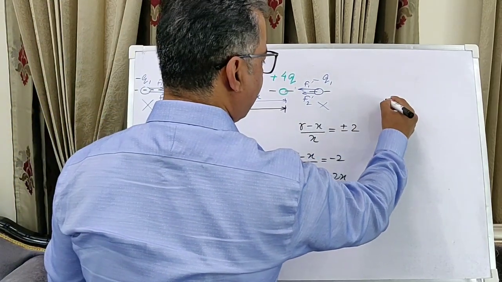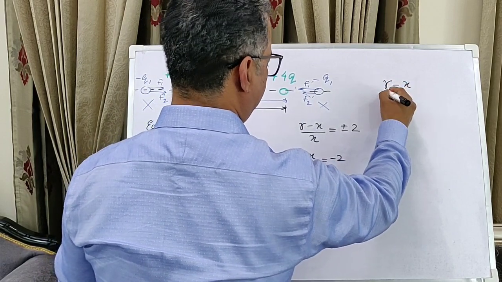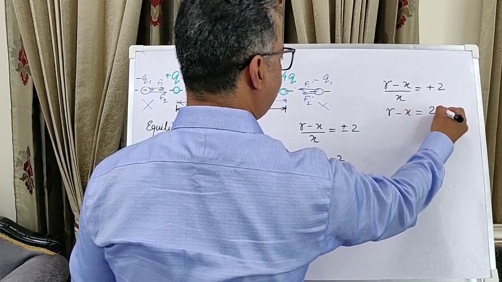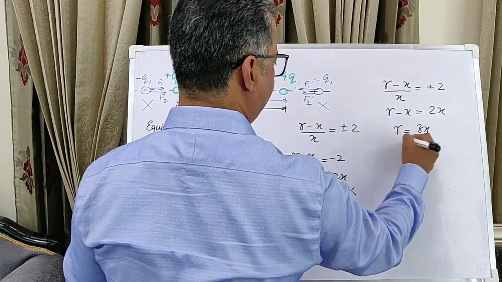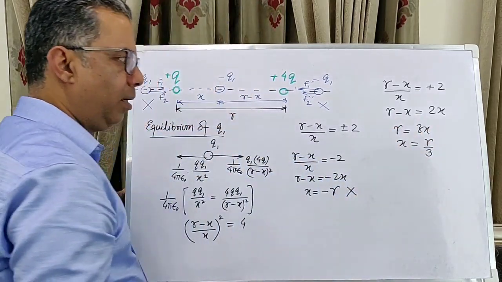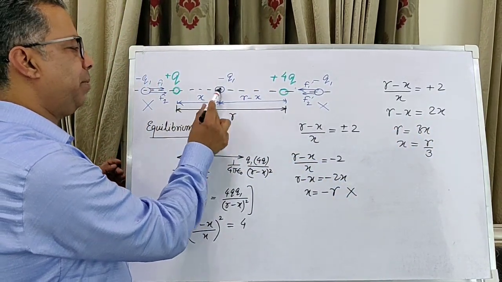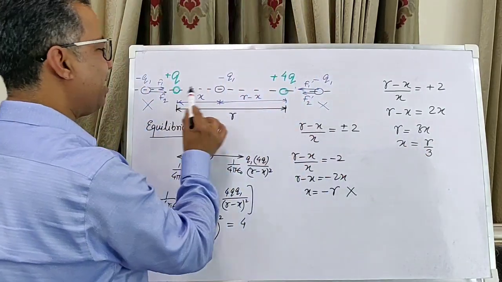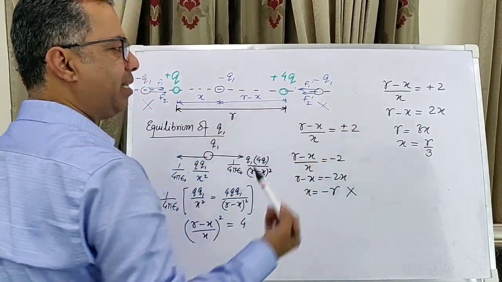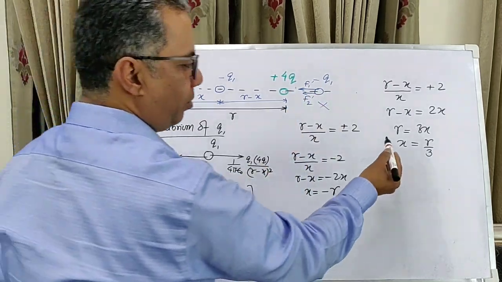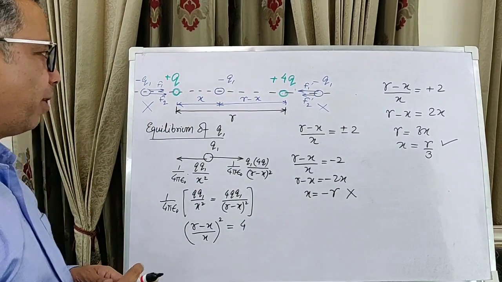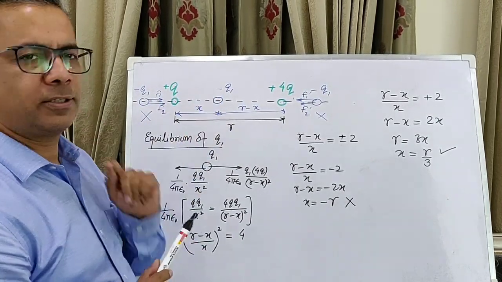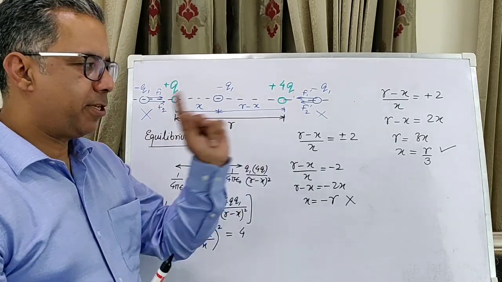We look at the other root, r minus x by x equal to plus 2. And so we have r minus x equals 2x, and so r equals 3x and x equals r by 3, which is acceptable because x being positive indicates that q1 is to the right of q. Also, the magnitude that we are getting is less than r, so we are not going beyond 4q on the right side, which again we had ruled out. So this is what we were looking for. So we have to place this q1 at a distance x to the right of the charge plus q. We figured out the distance.